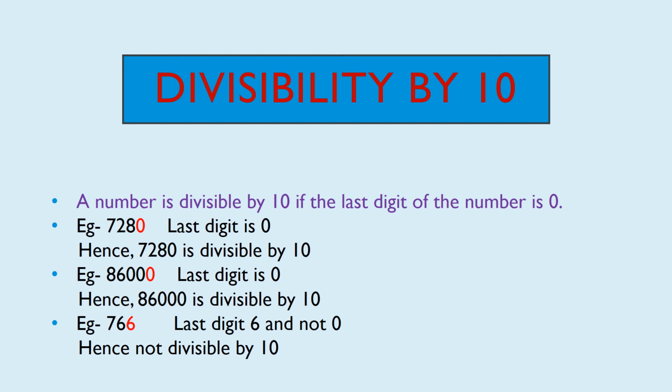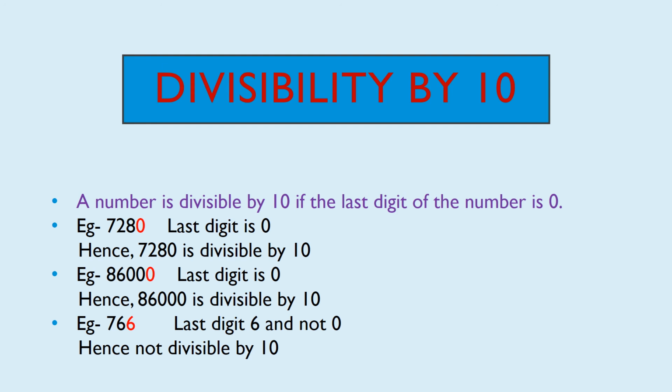Now divisibility by 10, very simple. A number is divisible by 10 if the last digit of the number is 0. You have to just see that the last digit of the number should be 0. Now 7,280. You can see here the last digit is 0. Hence 7,280 is divisible by 10. Another example, 86,000. Again, you can see the last digit of the number is 0. Hence, 86,000 is divisible by 10.